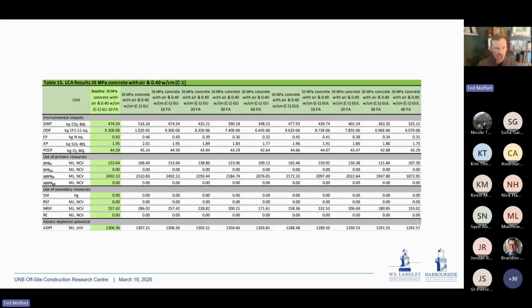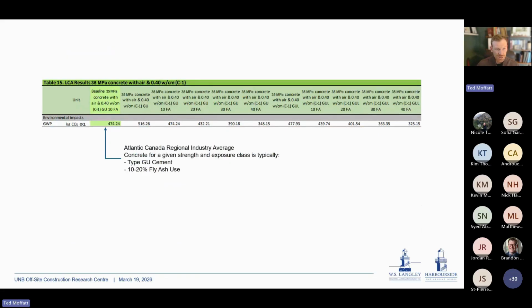Again, there's a lot of data and parameters. I rarely use anything except the top number. The top number, in lime green, is the baseline number required for concrete that achieves 35 MPa with air, a maximum water cementing ratio of 0.4, and an exposure class of C1.